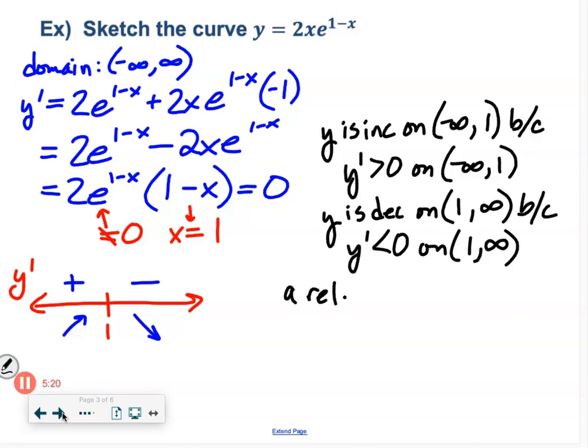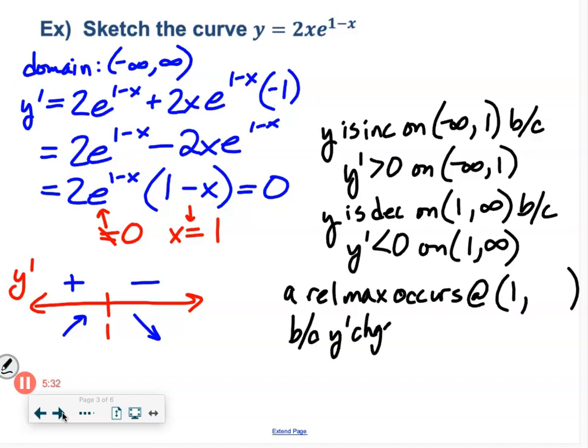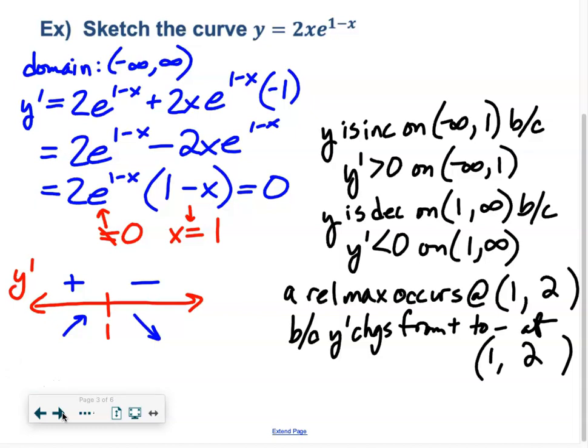So a relative max occurs at 1 comma something because y prime changes from positive to negative at that point. All right, how do we find the point? We plug 1 into our original function, so we get 2 times 1 times e to the 0. e to the 0, of course, is 1, so you end up with just a y value of 2. All right, that's all we can do with the first derivative. There's no relative min, so now we're going to move on and do the second derivative.